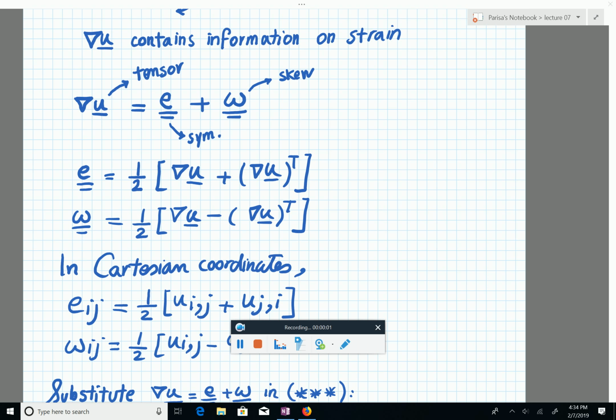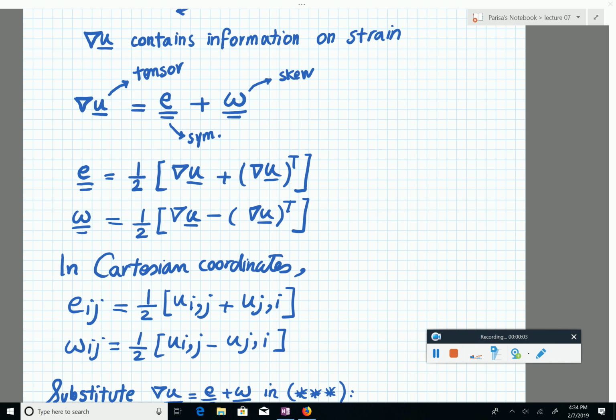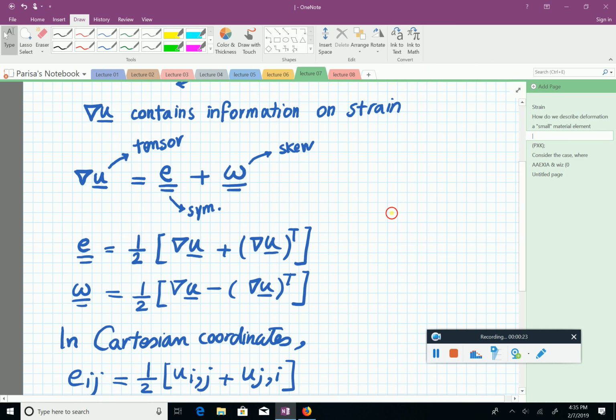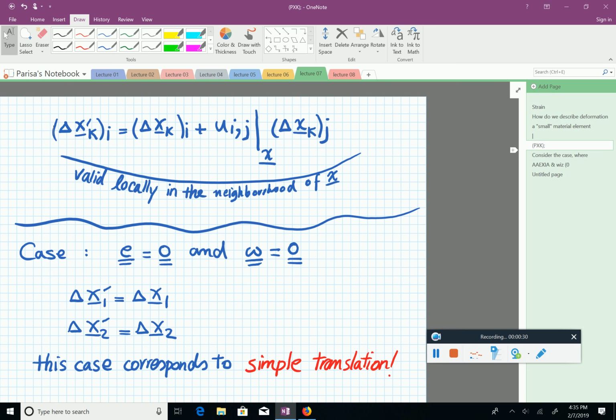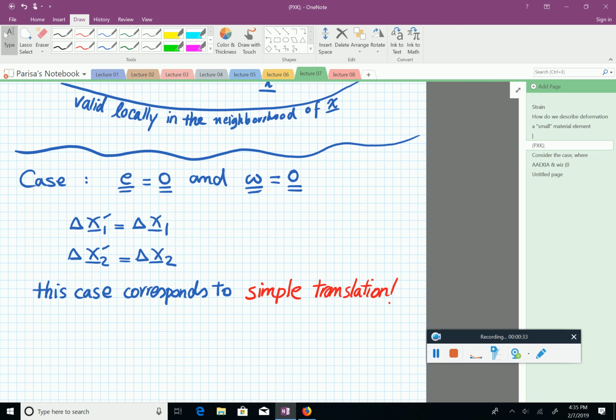Last time, remember that we talked about displacement gradient, and because it's a tensor, we can write it as a summation of a symmetric and a skew symmetric part, and we called those E and omega last time, just so that you remember what we were doing. And the rest, we try to see what are the meanings of these two components.